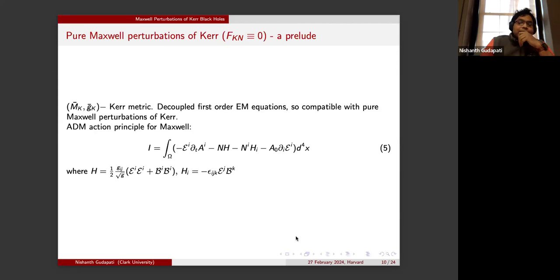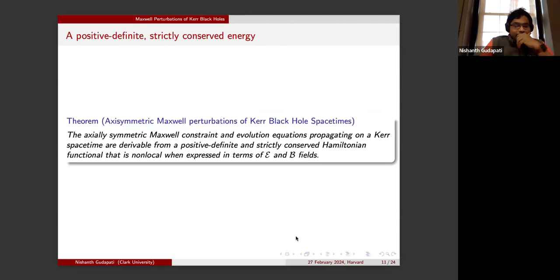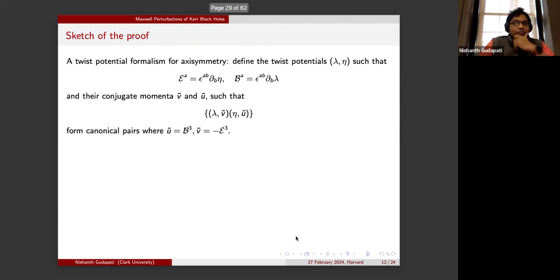So I'll go through that now. So we have this Hamiltonian variational principle here, right? So that's the result, but let me go through the details. In the axially symmetric setting, you can go back to the orbit space, in other words, the quotient space. You can quotient out the d phi symmetry. Go back, so go to the orbit space.